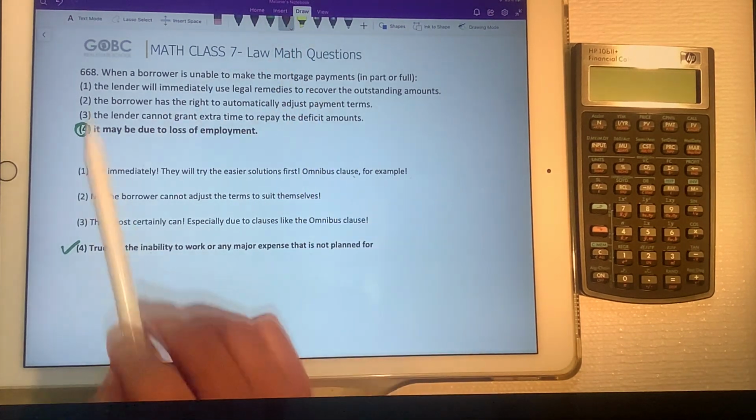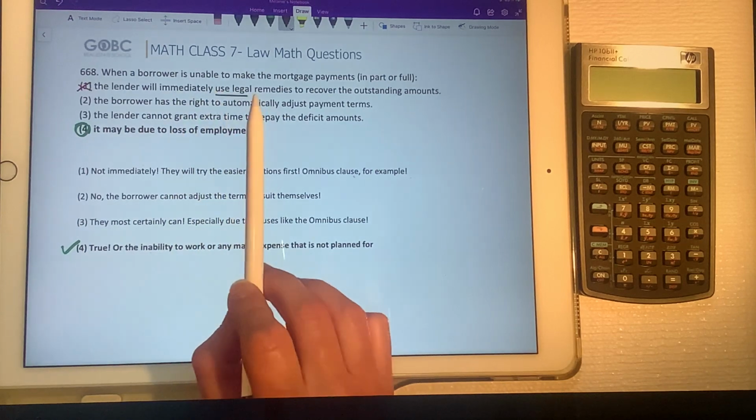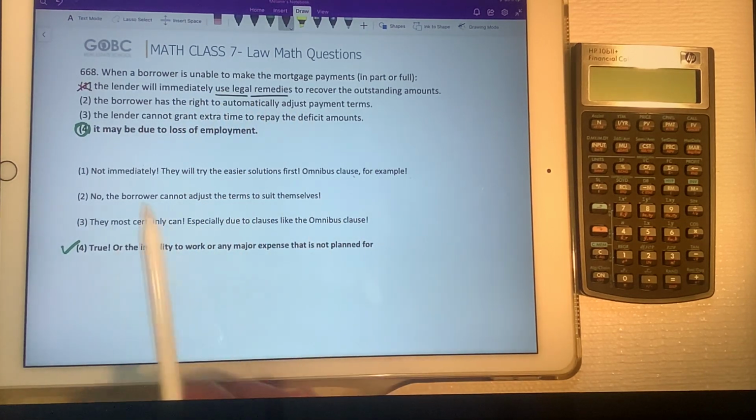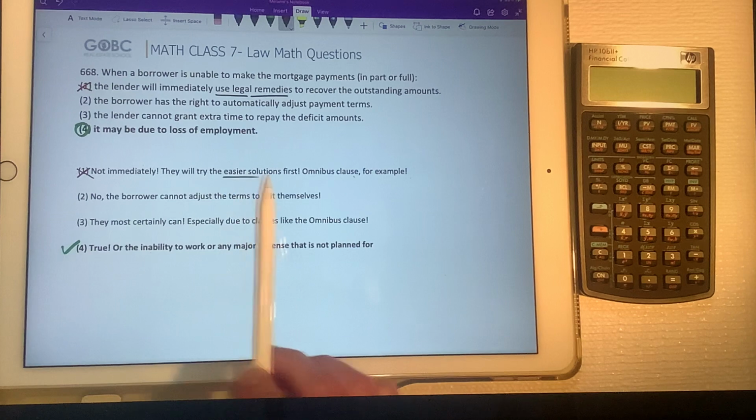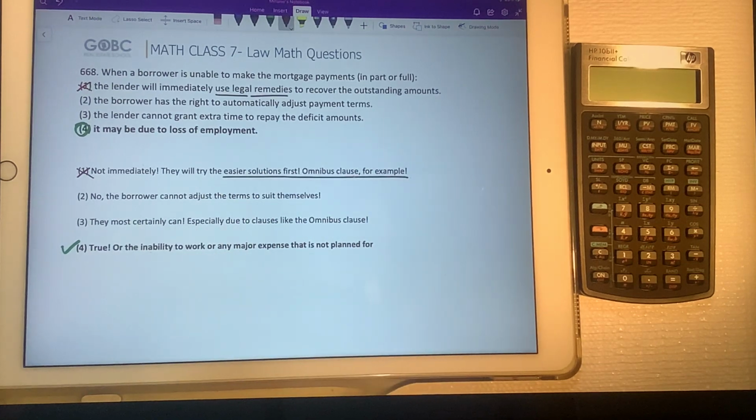The lender isn't going to automatically use legal remedies. They're not going to automatically sue, okay? They're going to try all of those other easier possibilities first. So they would maybe go to the omnibus clause, make the payment for you, and just add it on and charge you interest, right? So there are some other possibilities before they just go ahead and take you to court and try and foreclose.